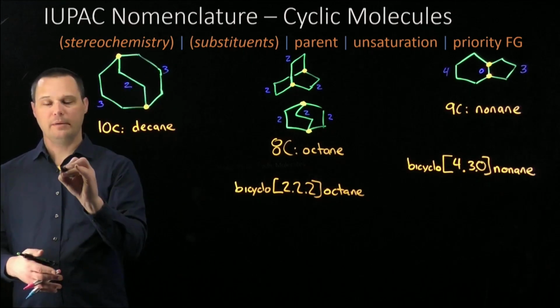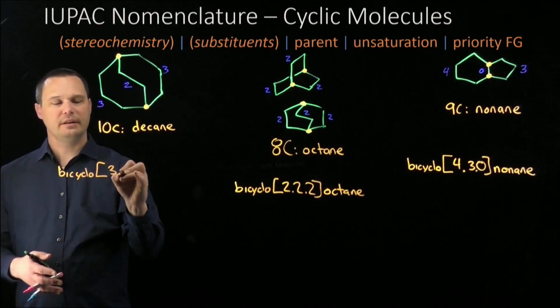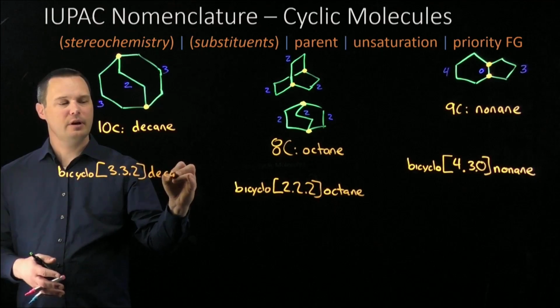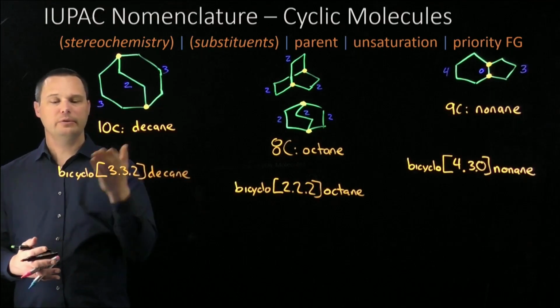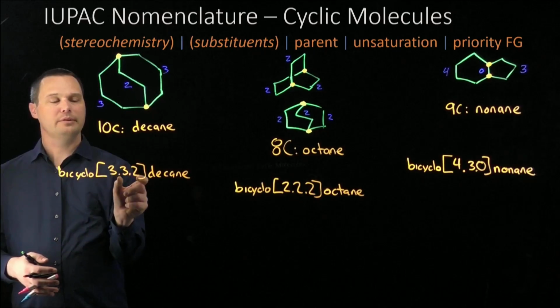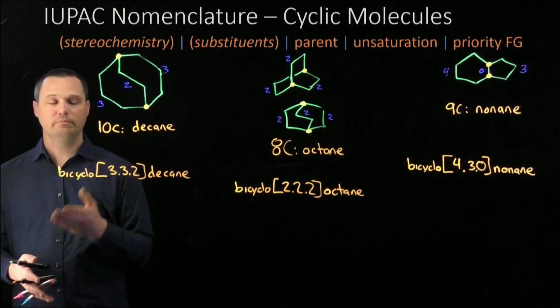To put together the name, I start with bicyclo. In square brackets, I list the numbers in descending order, 3, 3, 2. And I finish with the parent hydrocarbon, decane. The name of this molecule is bicyclo-3.3.2-decane. And as our check our work, 3 plus 3 plus 2 makes 8, which is 2 less than the 10 carbons in the entire molecule. This is a good name.